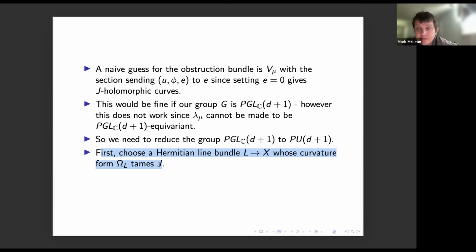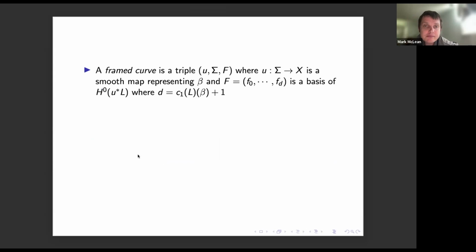And these such things exist. What you can do is, omega is just some arbitrary symplectic form. It might be irrational, but you could perturb it very slightly so it's rational and it tames J, and then you can scale it so it becomes integral. And then once you have an integral symplectic form, you can find this Hermitian line bundle.